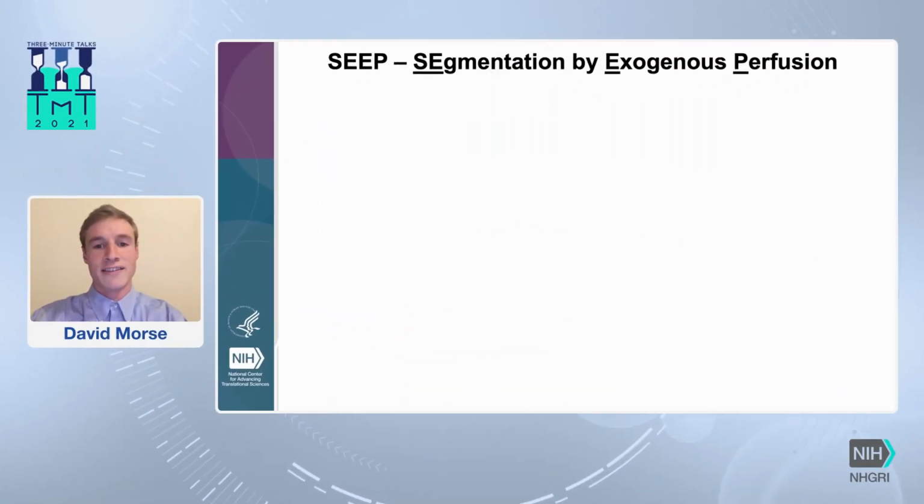Single-cell RNA sequencing is a powerful technique for describing cell states. Unfortunately, identifying the spatial arrangement of these states in tissues remains challenging. We've developed a rapid and integrated method called SEEP, or segmentation by exogenous perfusion, to link positional location to transcriptional identity within 3D disease models.